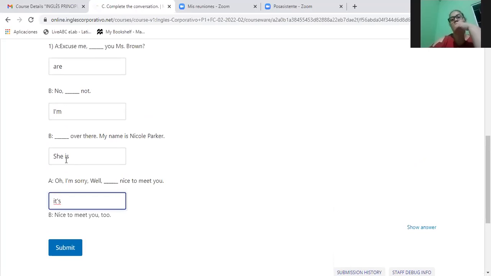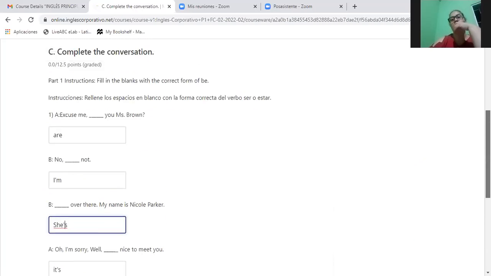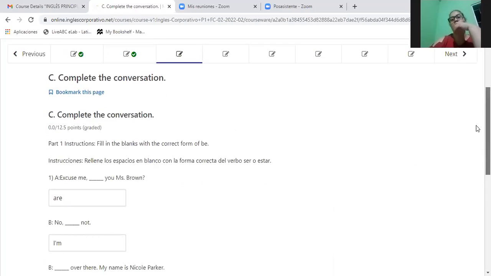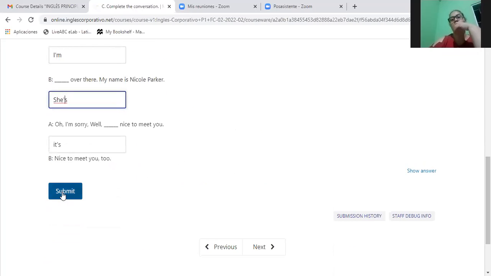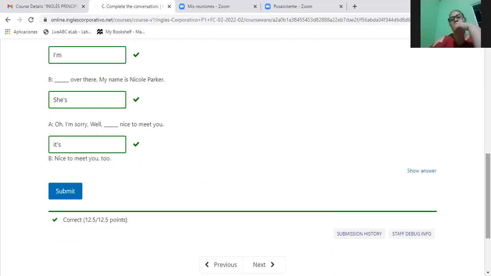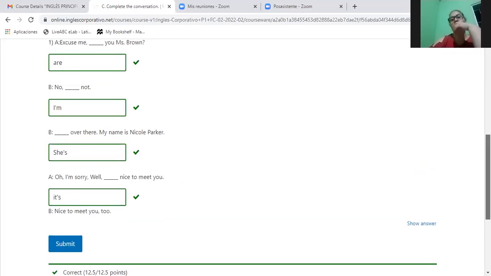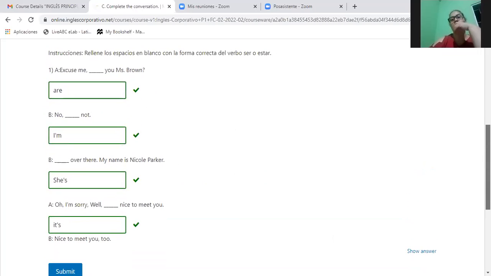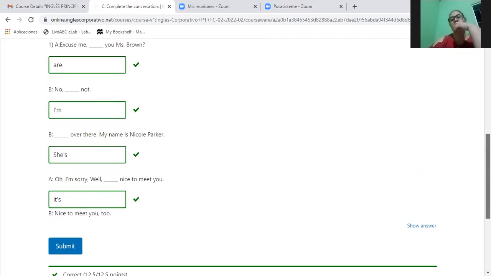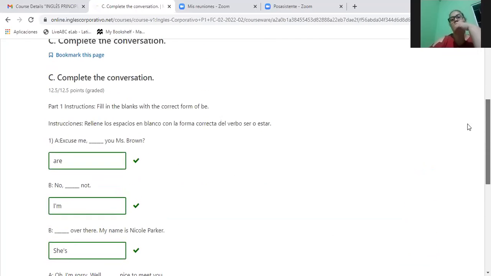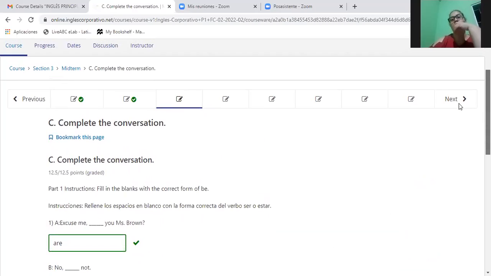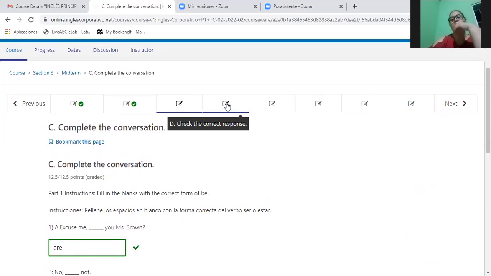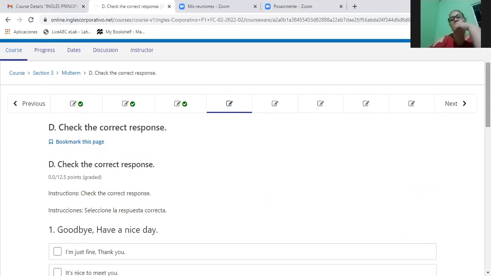Por ejemplo, aquí, we can put she's también, así. She's, así como el am. Vamos a ver si lo acepta, ¿ok? Let's find out. We click submit and then we will find out. Okay, very good. Tenemos todas right. La forma of the verb to be. Very good. Let's go to next one, which is this one.